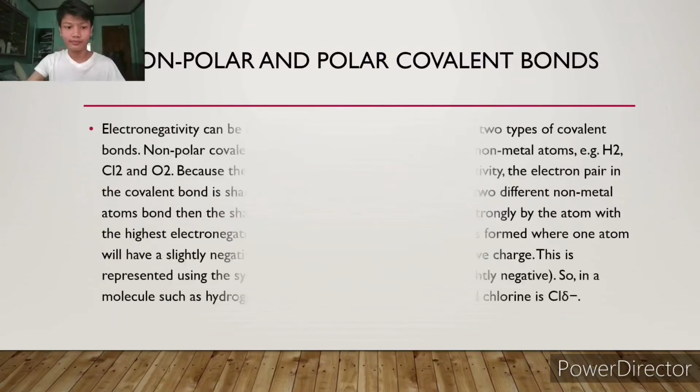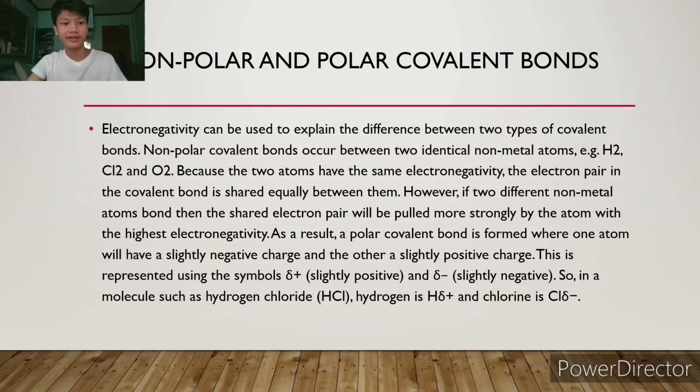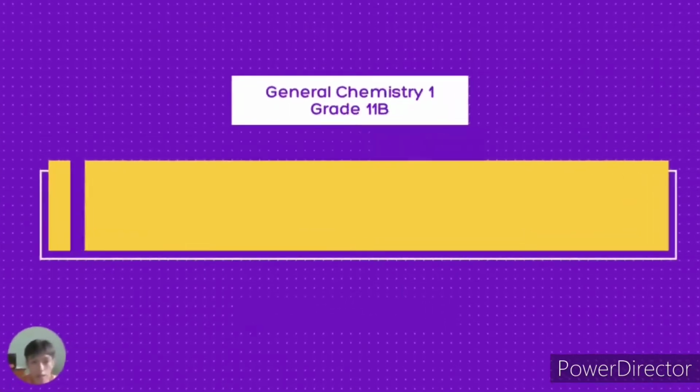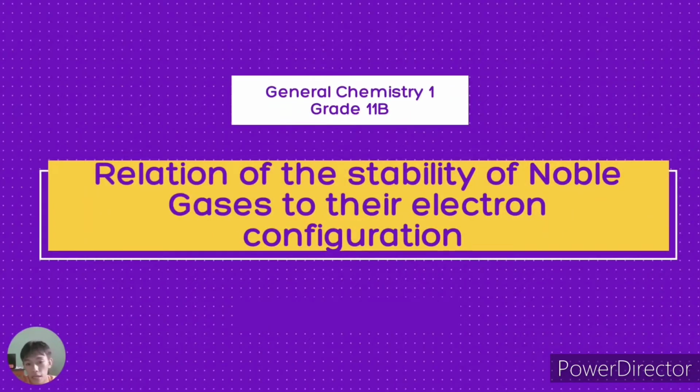And that is all for the electronegativity of ionic bonds. Thank you. The relation of the stability of noble gases to their electron configuration.